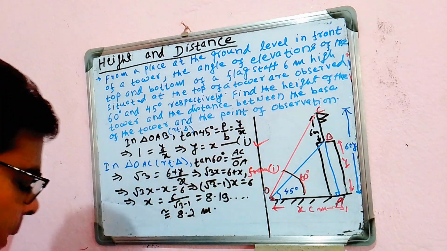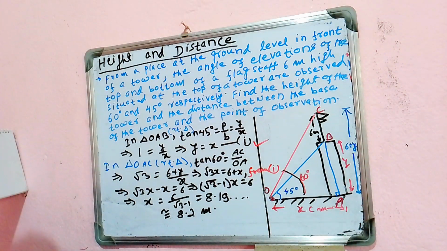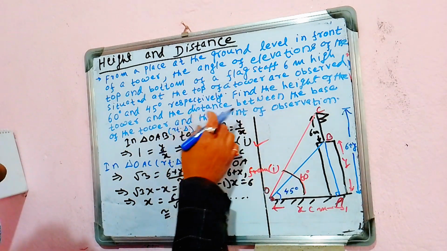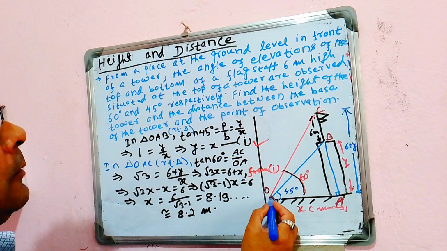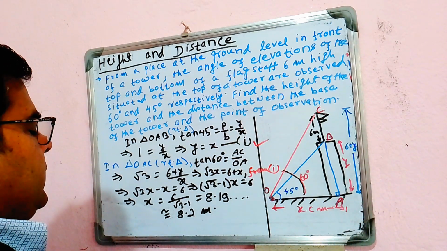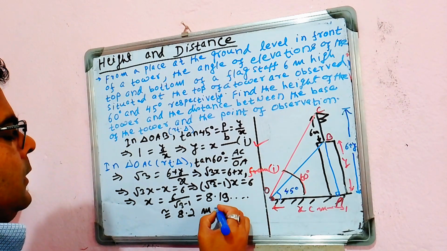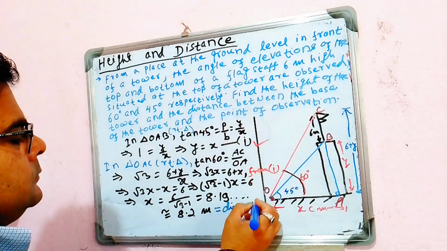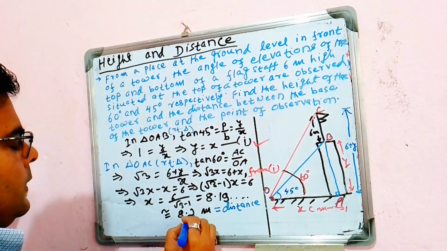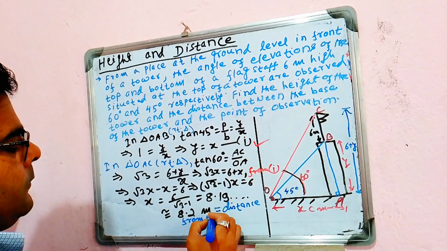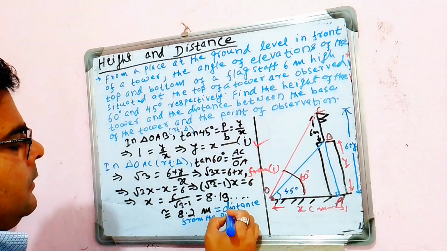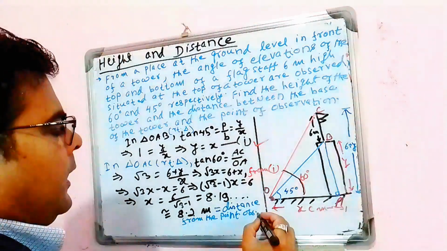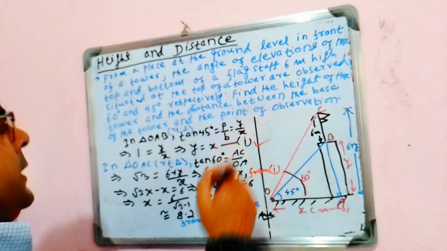So let's check what we have answered till now. We have got the distance between the point of observation and where the tower is standing. Yes, so this is one of the answers. This is the distance from the point of observation, and this is the answer. So we got the answer for the second part here.